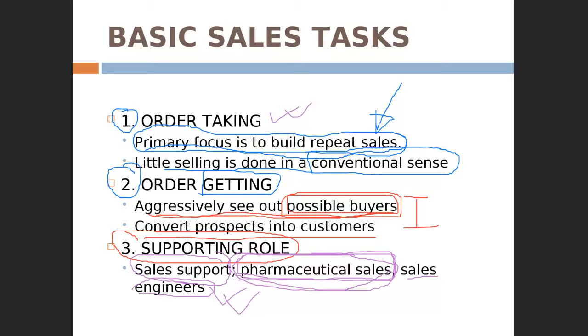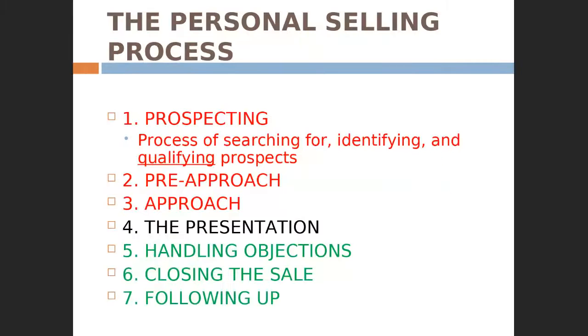Now let's look at the personal selling process. Normally I bring this thing in later, and that's why there's a slide moving forward, but okay. Let's now pretend that this is not here. So the personal selling process has 7 steps. And isn't it nice that they're color-coded?